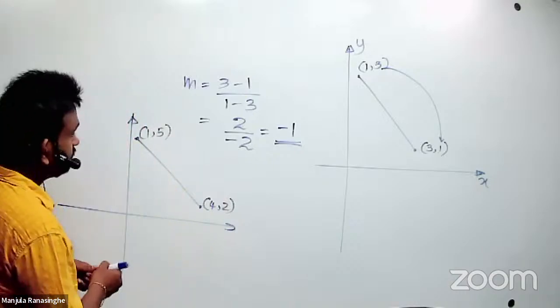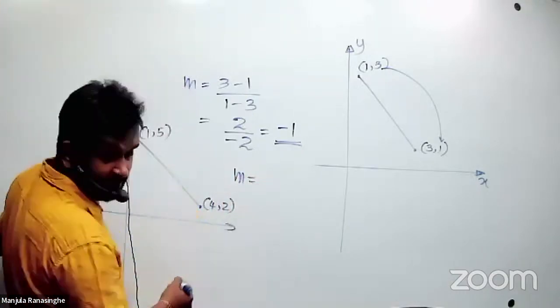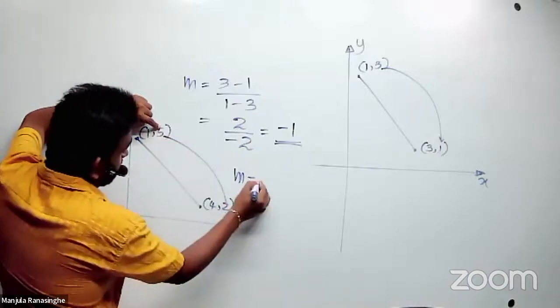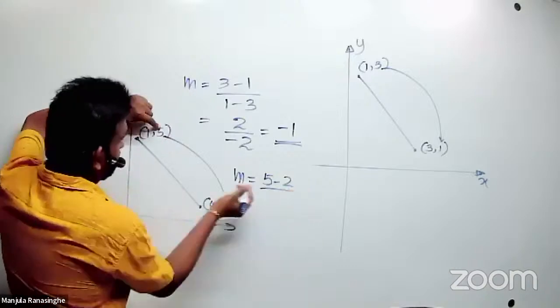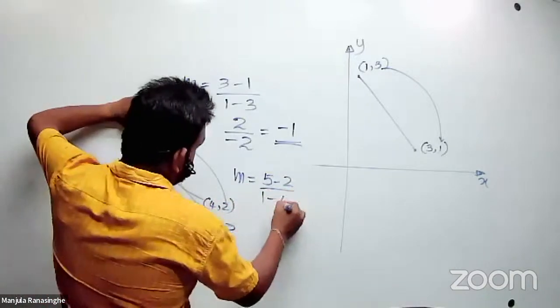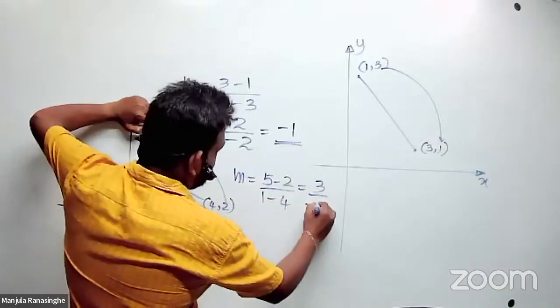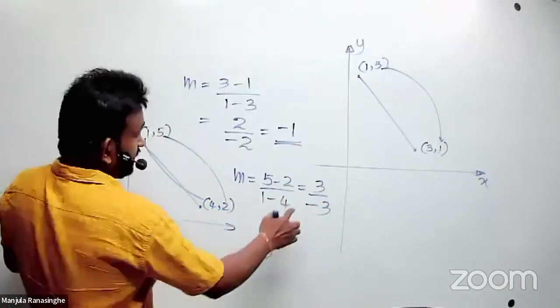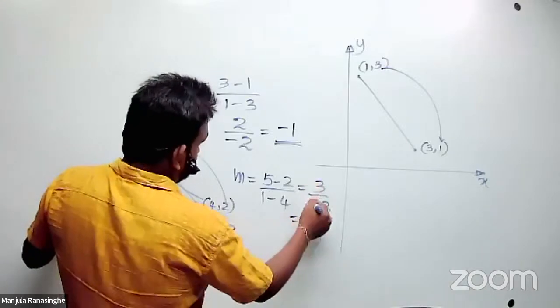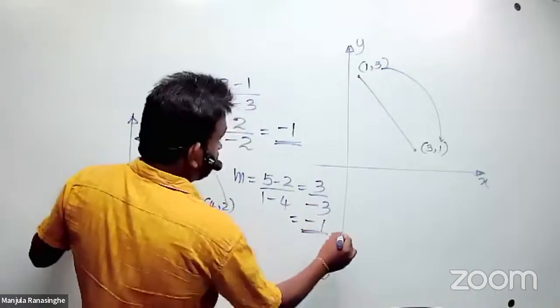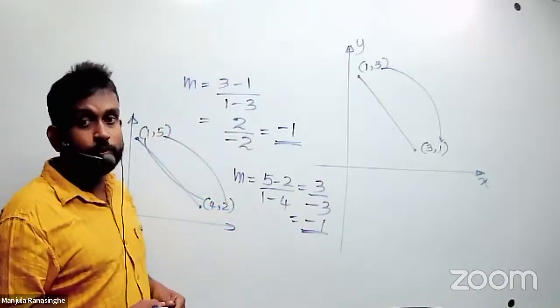Right. So here the gradient: you can see that here y difference I take in this way, 5 subtract 2, upon x difference, 1 subtract 4. So 5 subtract 2 means 3, 1 subtract 4 means negative 3. Now 3 upon 3 is 1, but positive upon negative, the signs differ, so it becomes negative 1. So the answer is negative 1.